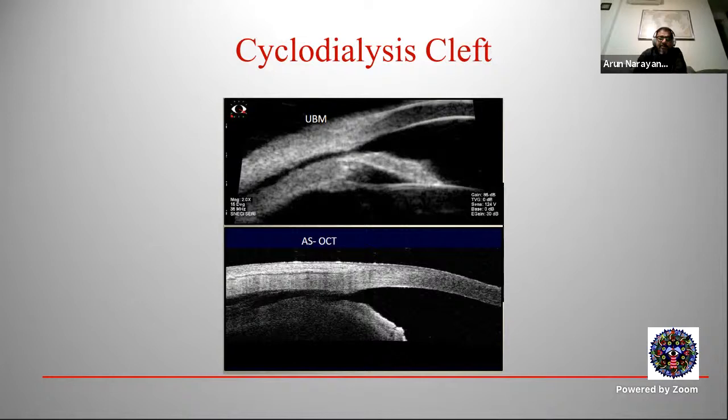Unfortunately, hypotony also falls under the glaucoma surgeon's purview, and gonioscopy is quite challenging in a very soft eye. Thereby, a UBM or an anterior segment OCT is able to pick up the cleft for you and delineate it fairly well.